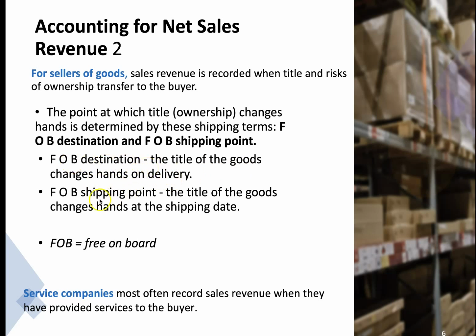On the other hand, if you're using FOB shipping point, it means the title of the goods changes hands at the shipping date. So whenever the shipping date arrives and we ship our goods to the airport or something like that, that means we have already transferred the title of the goods in legal terms. At that point, we could recognize revenue. So when you can recognize revenue really depends on when the goods are transferred. When we say transfer, it's the title and the risk of the goods that are transferred.